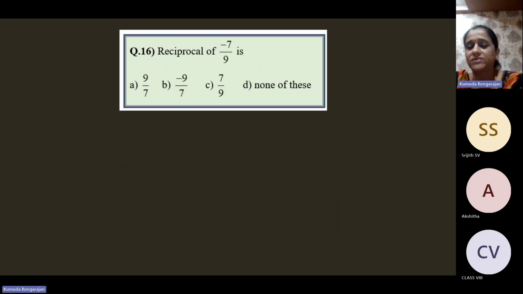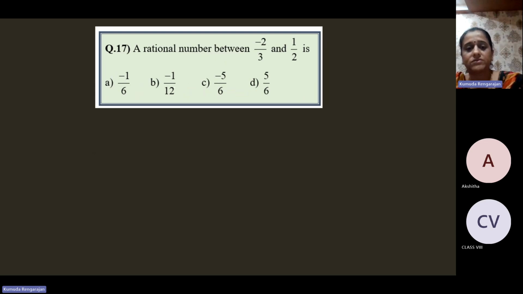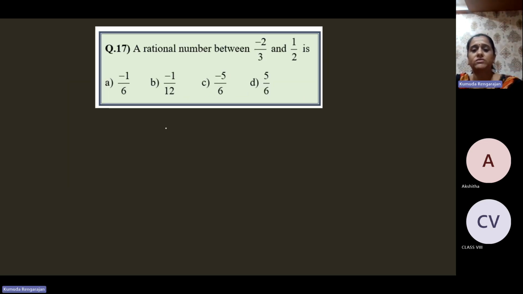What's the reciprocal of minus 7 by 9? Ma'am, minus 9 by 7. Option B, minus 9 by 7. Minus 9 by 7. How do you find the rational number between these two numbers?